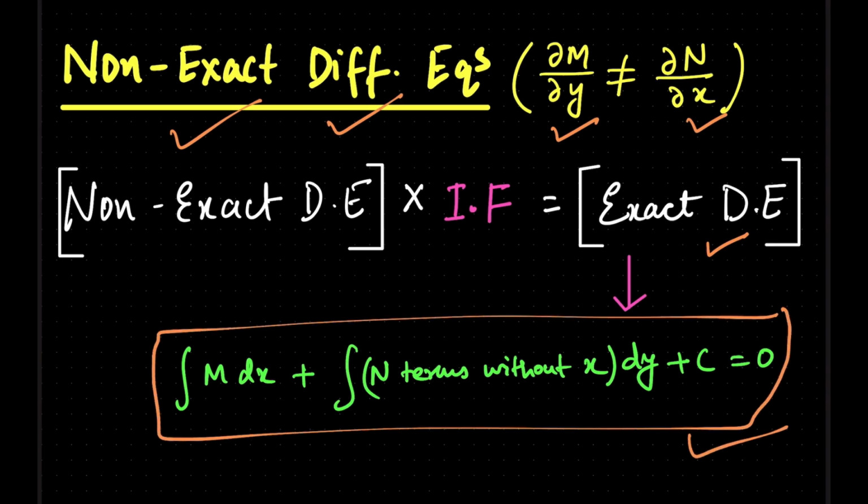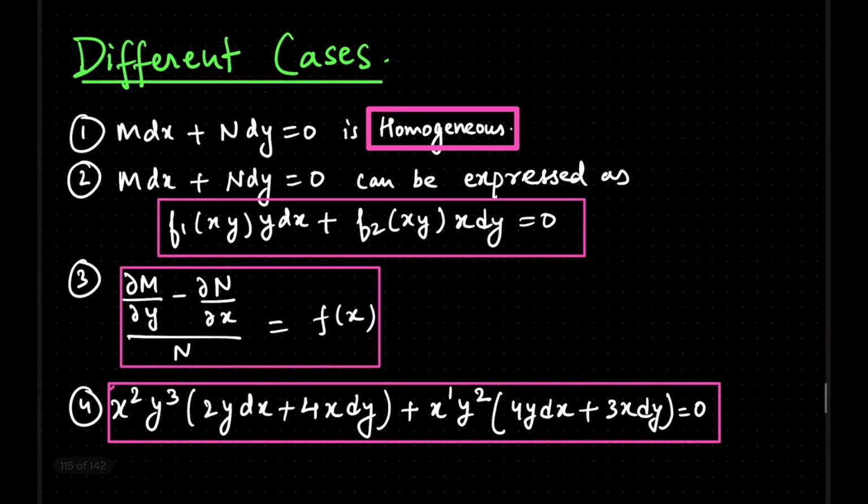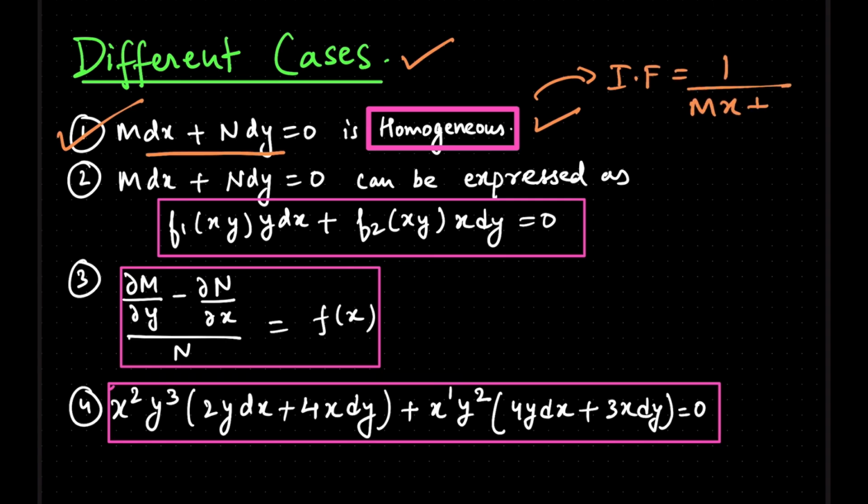and using this you can find the solution. Now in the non-exact differential equation, we saw in the last video also that by multiplying by an integrating factor you can convert a non-exact differential equation into an exact differential equation. There were different cases, out of which we covered the first case where the non-exact differential equation is of the type of a homogeneous equation, and the integrating factor in this case was 1/(Mx + Ny). If you have not seen that video, I would request you to go and check it once.